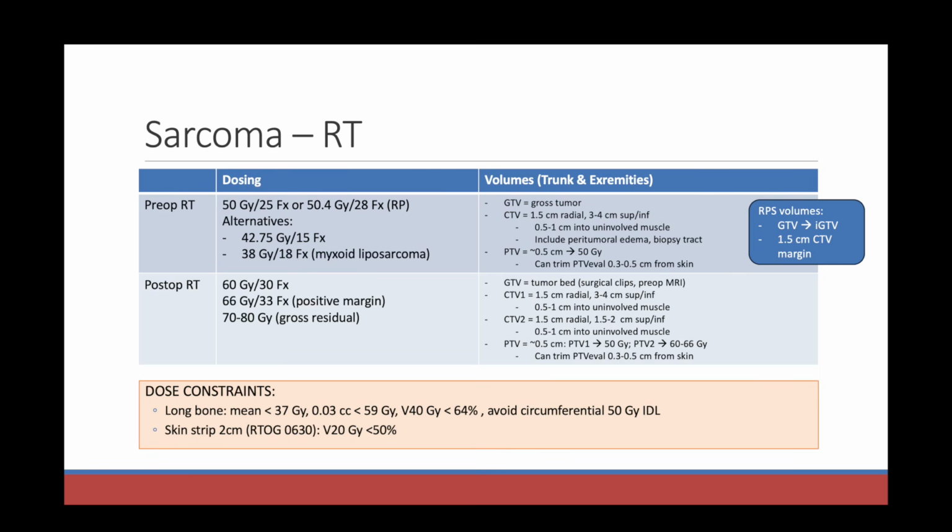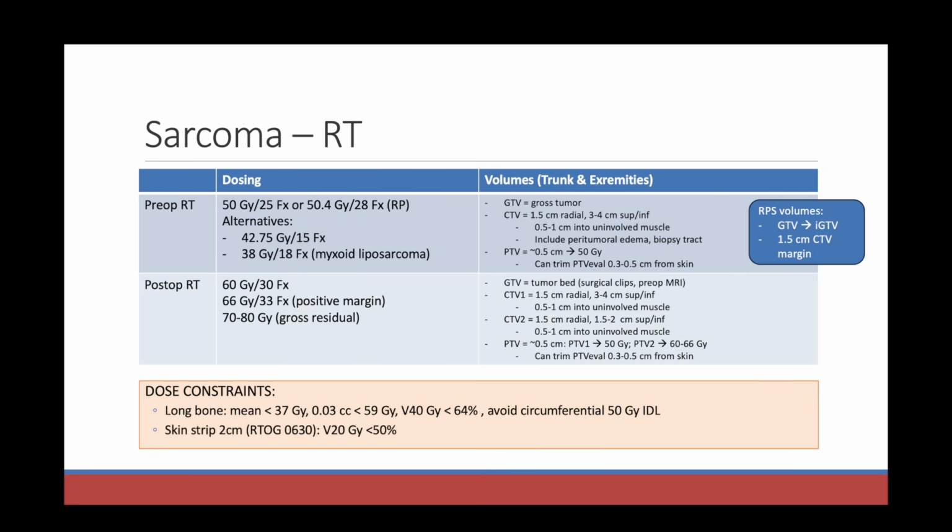And then also it's nice to avoid the circumferential 50 gray isodose line from encompassing your long bone. So you don't want 50 gray around the entire circumference of your long bone. So if you're going to remember anything, remember mean less than 37, V40 less than 64. And then nice things to remember are a point max of less than 59 and avoiding the 50 gray isodose line from completely circumscribing your long bone.